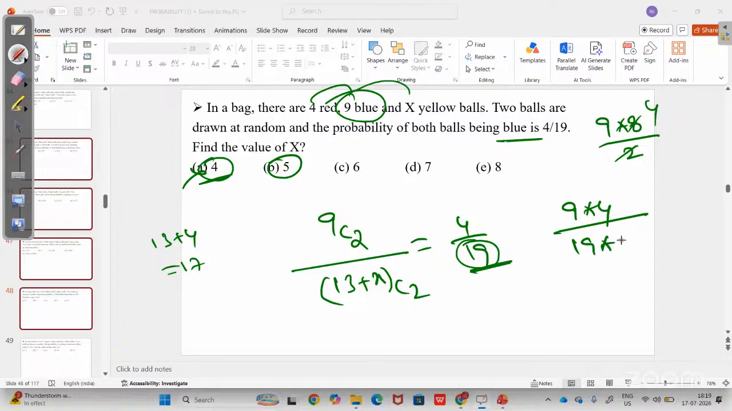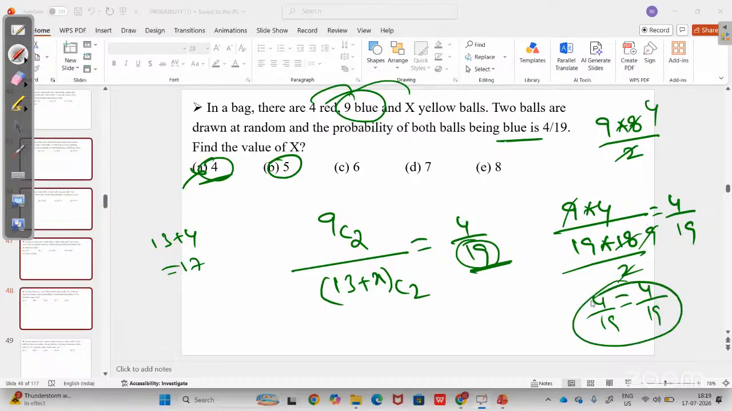19 into 18 by 2, that is 9 into 19. 2 ones are 2, 2 nines are 18, where 9 is cancelled, and on the left side we are having 4 out of 19, and the right side is also 4 out of 19. So x equal to 6. So the x value is 6.